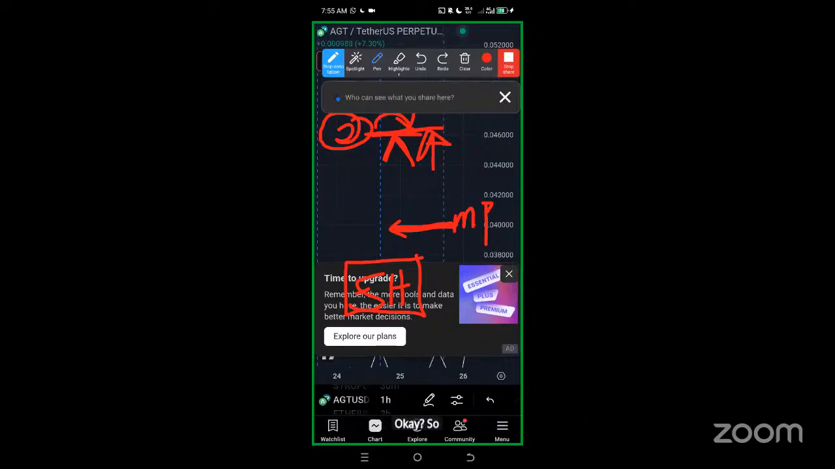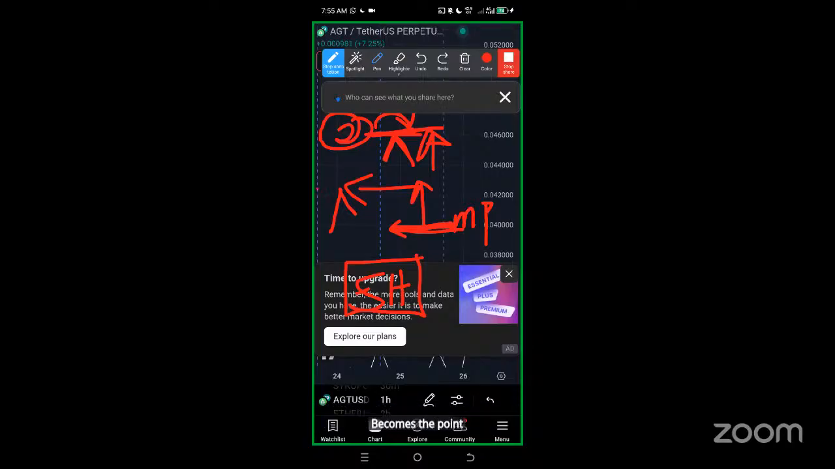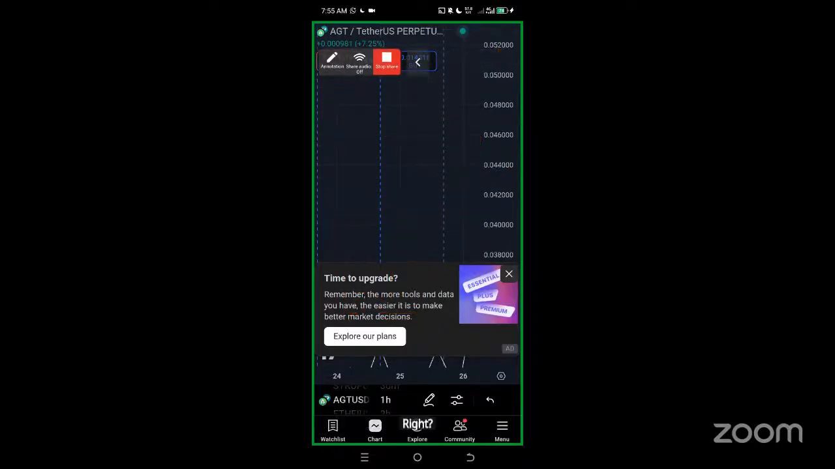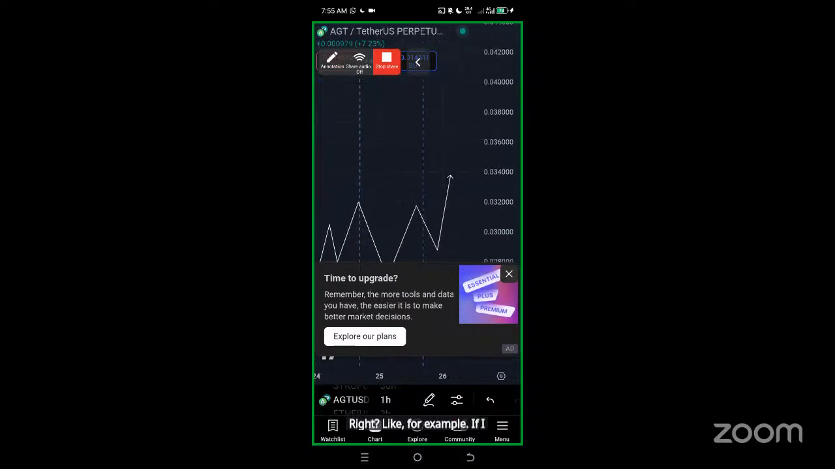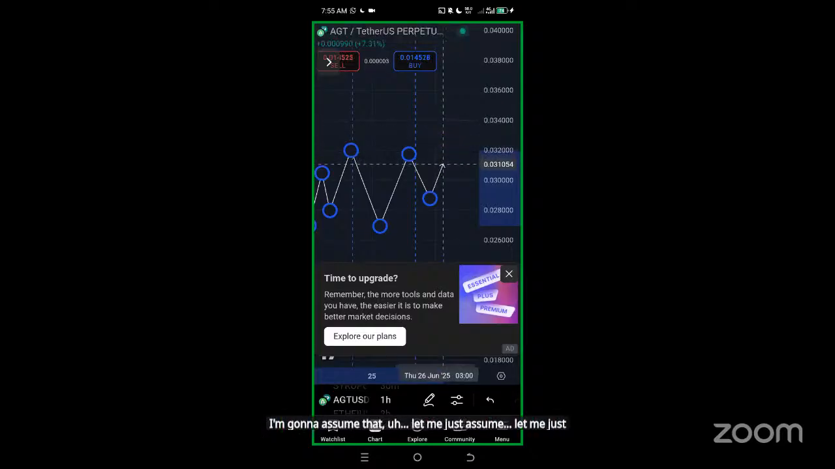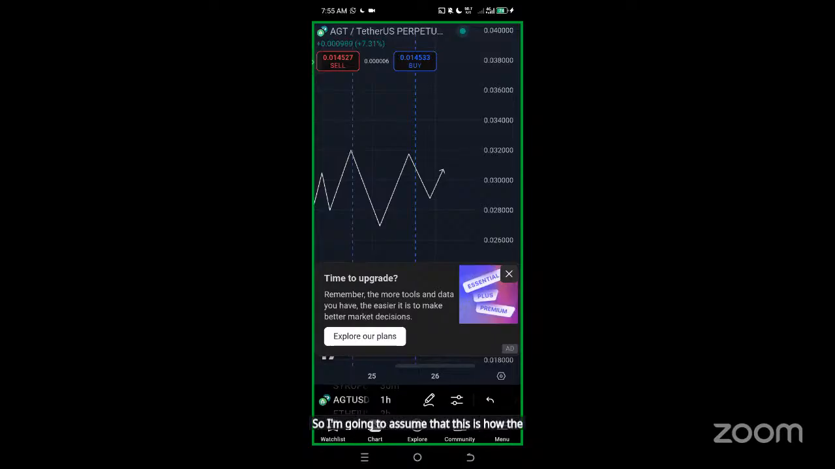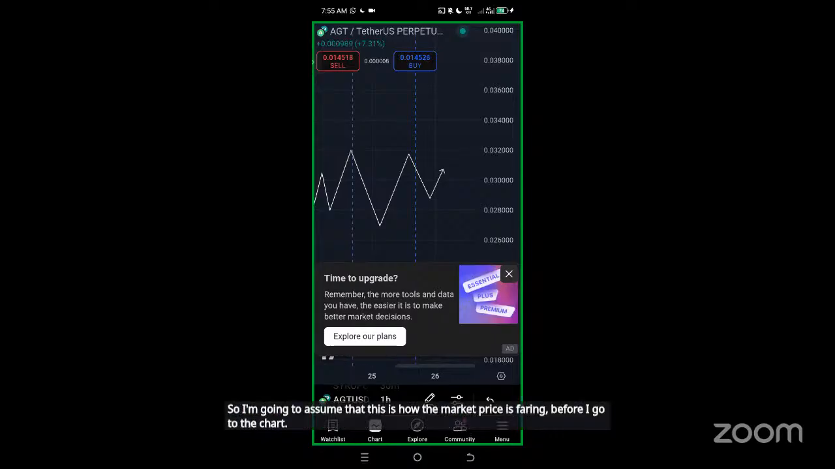So, you can simply do that by making reference to your market price, going up slightly, and then tracking back in history. That point where you have your first inverted V becomes the point where you're going to mark and draw your first resistance, right? For example, let me bring this a little bit nearer here. I'm going to assume that this is how the market price is faring before I go to the chart.